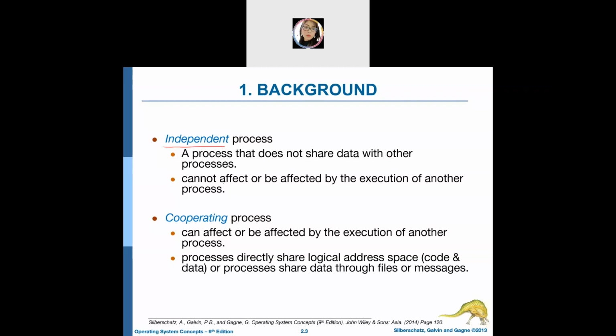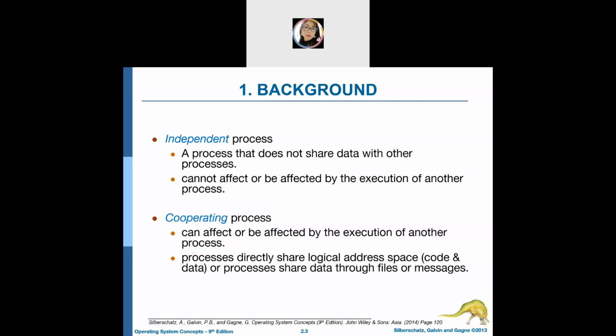An independent process also cannot affect or be affected by the execution of other processes. So you can just think that an independent process is a lone ranger, solo, a single person, which is not going to share any information. It will not affect and also is not affected by other processes. While a cooperating process can affect or be affected by the execution of other processes, which is vice versa from the independent process.